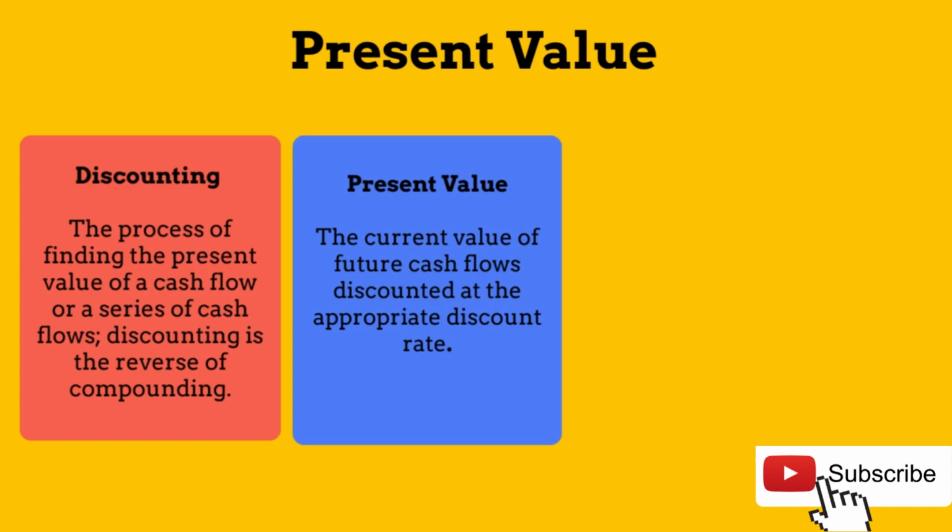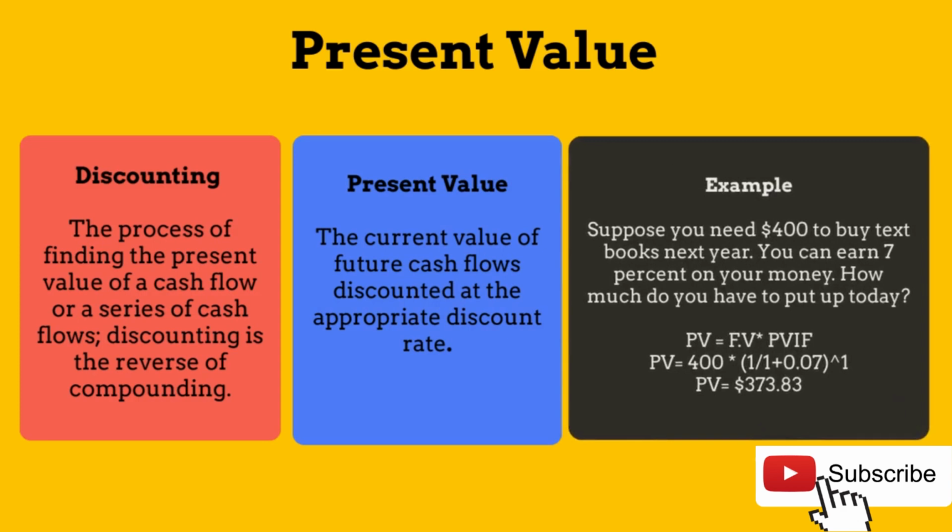Let's take an example. Suppose you need $400 to buy textbooks next year. You can earn 7% on your money. How much do you have to put up today? We can now solve for the present value. Present value is equal to the future cash flow multiplied by the present value factor. So the future cash flow is $400 and the factor is equal to 1 divided by 1 plus 0.07 raised to the power 1. The resultant value is $373.83.